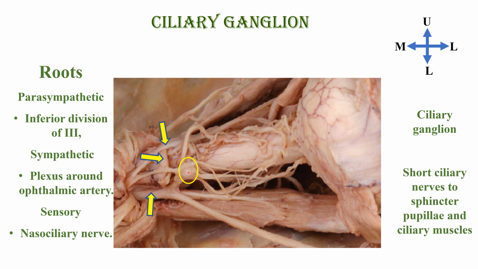and the short ciliary nerves to the sphincter pupillae and ciliary muscles coming from the ganglion. That is the short ciliary nerves coming from the ciliary ganglion, which is attached to the branch from the oculomotor nerve.